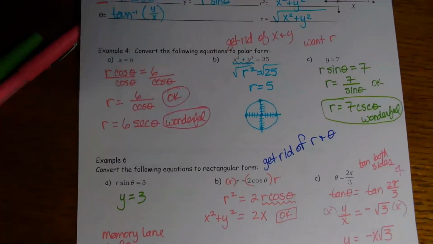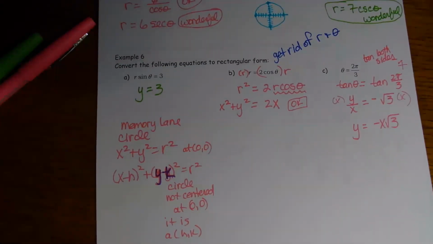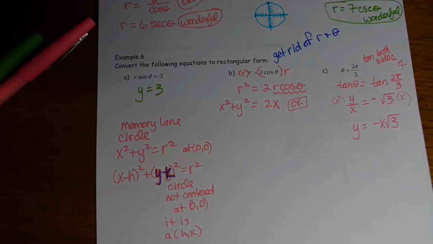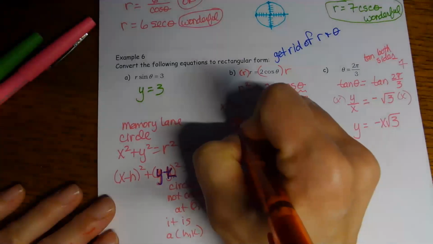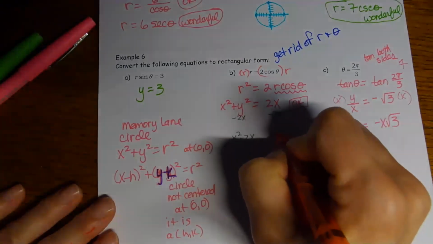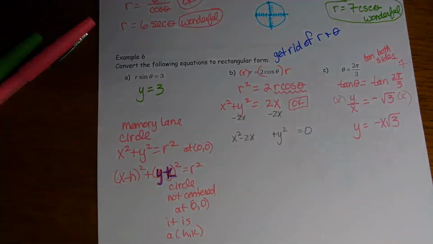Now let's go back here. Do you think that 2x should be over there on the right side, or do you think it should be sitting by its buddy x squared? Think about a circle. I think this 2x should be over by its buddy, so I'm going to subtract it. I have to move that over. So I'm going to say x squared minus 2x plus y squared equals 0. I didn't do anything weird. I just subtracted the 2x.